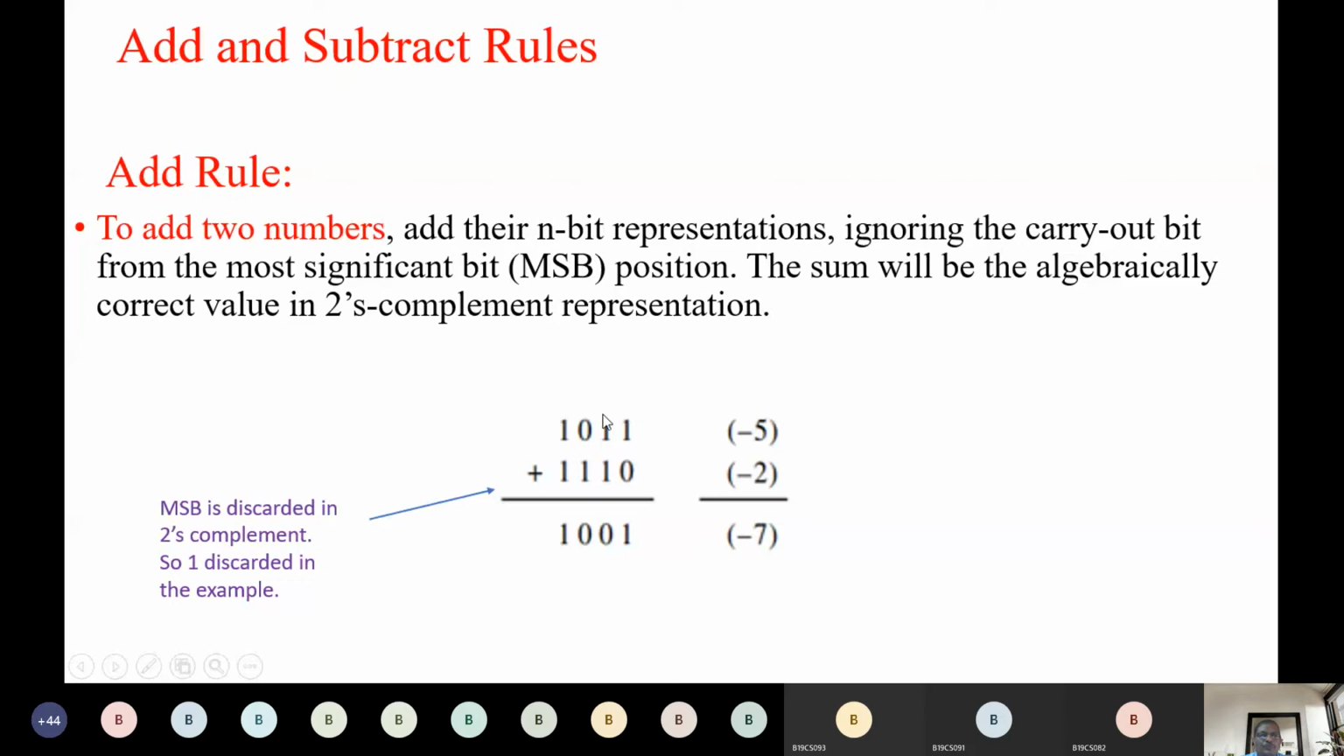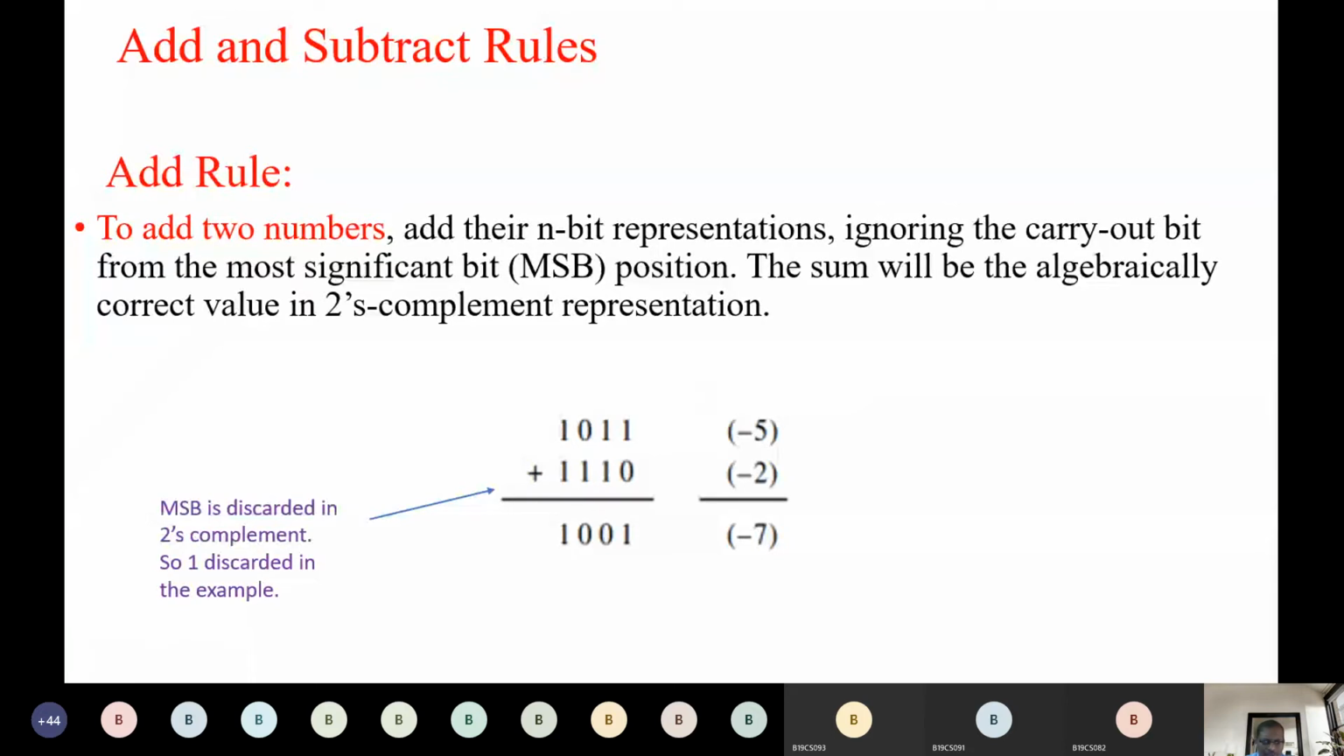This is the add rule. We are adding -5 plus -2. This is the addition done, and this is a rule: to add n-bit representations, ignore the carry-out bit from the most significant position. Most significant position means the left extreme. When you add here, if any extra carry number comes, ignore it and consider the remaining 4 numbers. That will be your result. Any doubt in this part, the addition rule?